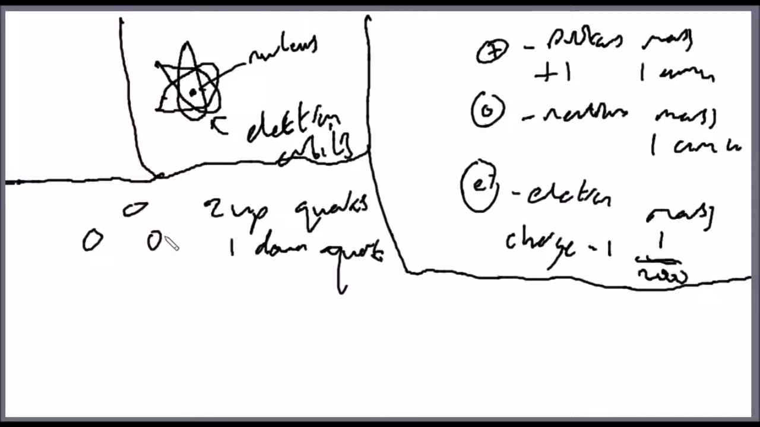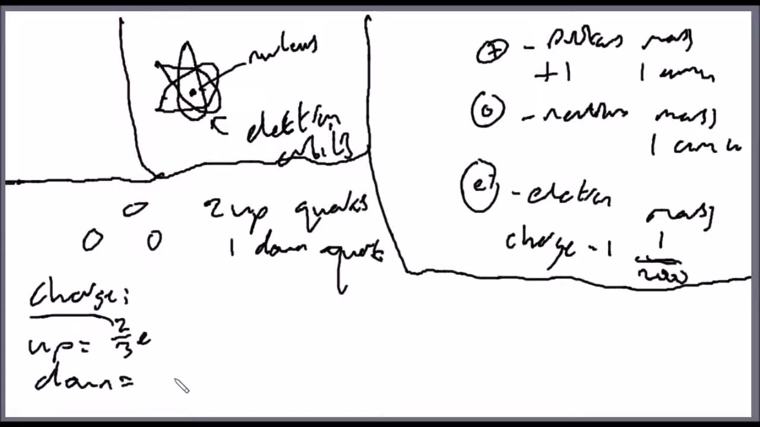The charge of an up quark is 2/3 E, where E is the charge of an electron, 1.6 times 10 to the minus 19 coulombs, and the down quark is -1/3 E. So that's a proton.